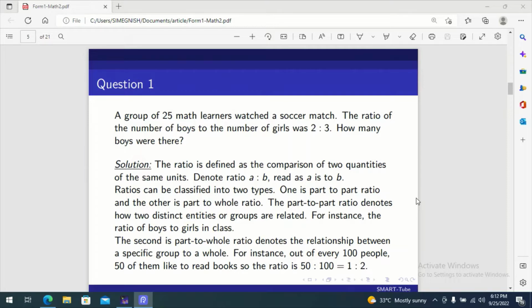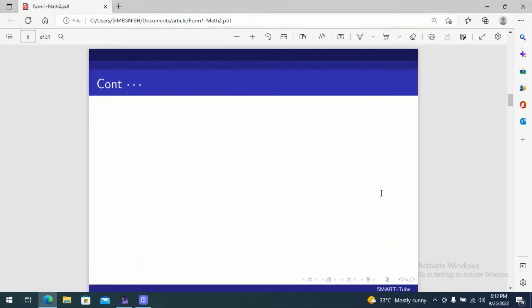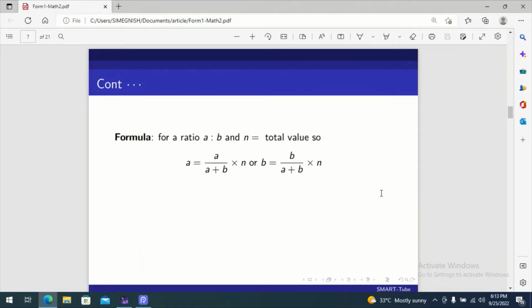So for our case, we have a formula here for a ratio a to b, a is to b. If n denotes the total value, then to find the number of a's out of the total value, we use this formula here. Likewise for b, we use this formula here.